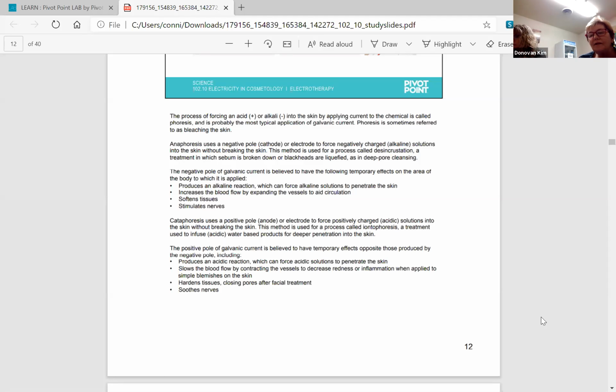So once you work that product around and it's loosened it up, you're going to remove your tool, your little electrode, and get ready to do your removal. So you're going to actually remove the blackheads.